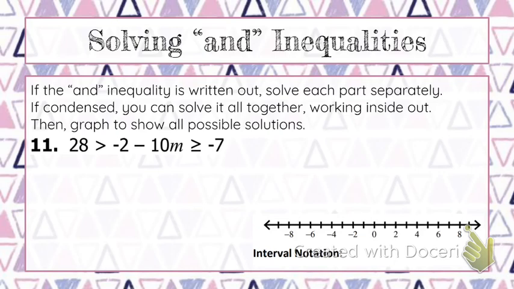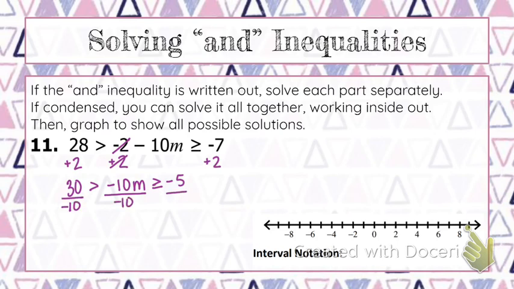This is our very final example for and inequalities and for all of our compound inequalities. And it's another one that's already condensed. So again, this is the part where we want this to just have m. We want all the rest of this gone. So we are going to first add 2 to all 3 parts. So 28 plus 2 is 30, greater than. -2 plus 2 is 0, so that goes away. -10m is greater than or equal to -5. Now we need to divide this by -10 to get m by itself. And when we divide by a negative, we have to flip our signs. So this guy becomes less than, and this guy becomes less than or equal to.